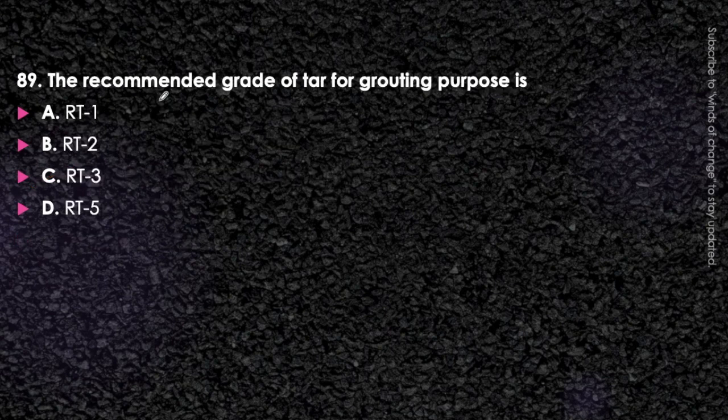Next question. The recommended grade of the tar for grouting purposes: RT1, RT2, RT3, RT5. Think about it. We need tar for grouting purpose. The answer will be option D, that is RT5. That is road tar of the viscosity level of 5 that will be preferred for the grouting purpose. So option D will be correct, that is RT5 will be preferred here.